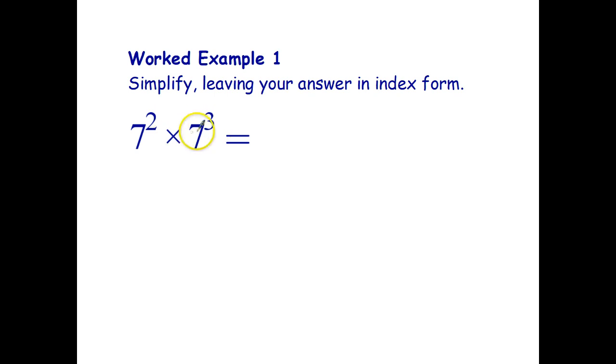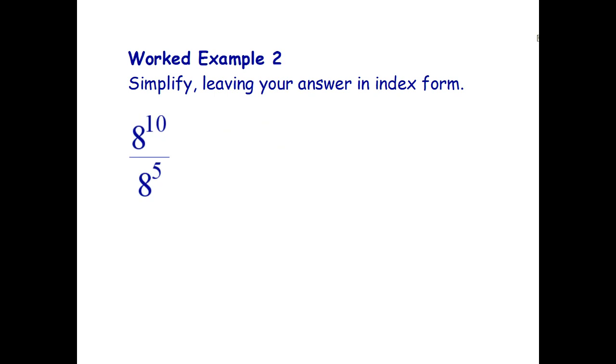So the way you think about this question is you've got 2 sevens multiplied together, 3 sevens multiplied together. So in total, you have 2 plus 3 or 5 sevens multiplied together. And the index law for this is to multiply 2 powers with the same base, add the indices. Okay, click on the return button and try the question on the diagnostic test.